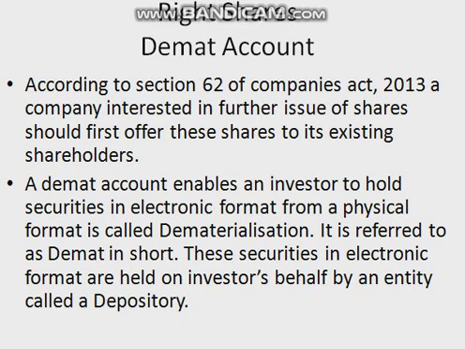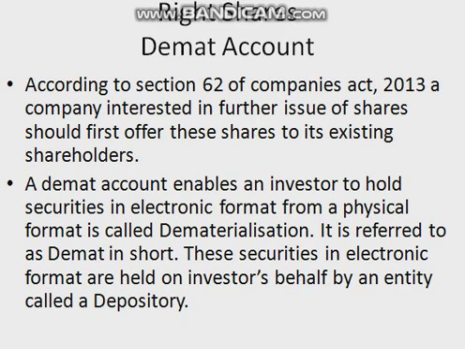The notice referred to in subclause 1 of clause A of subsection 1 shall be dispatched through registered post or speed post or through electronic mode to all the existing shareholders at least 3 days before the opening of the issue. Nothing in this section shall apply to the increase of the subscribed capital of the company caused by the exercise of an option as a term attached to the debentures issued or loan raised by the company to convert such debentures or loans into shares in a company.